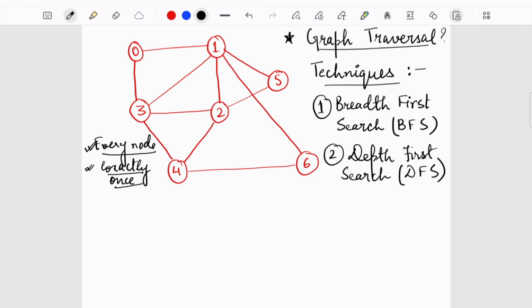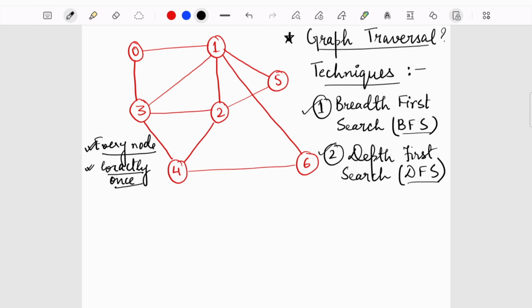So there are two famous graph traversal techniques. The first one is known as breadth first search and the second is known as depth first search. Breadth first search is abbreviated as BFS, depth first search is abbreviated as DFS. Now to understand these two, first you have to understand which data structures are used to implement these two traversal techniques. Okay, so come, let's see.